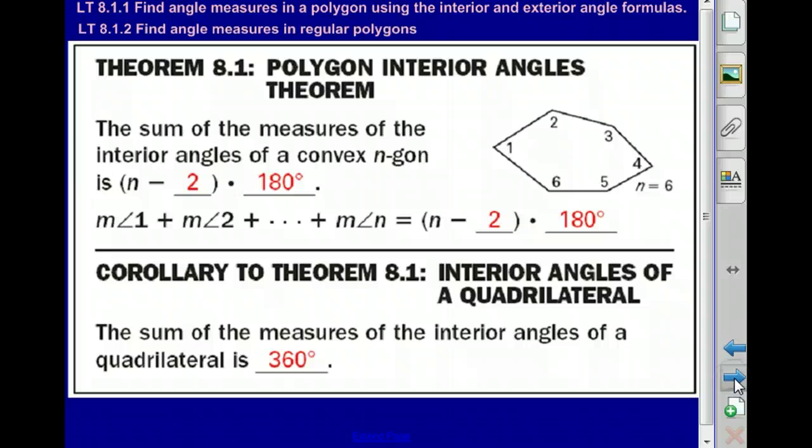We have theorem 8.1, the polygon interior angles theorem. What this is saying is if I add up all the angles in my polygon, it will give me the number of sides, which is n, minus 2, times 180. So if I add up all the measures, I will get the number of sides minus 2 times 180.